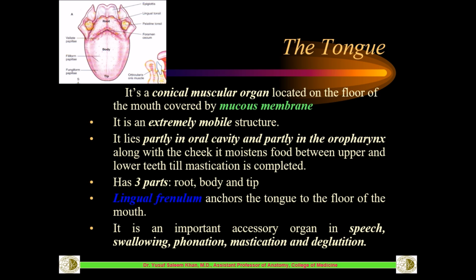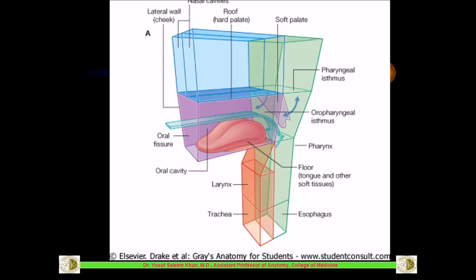It is an important accessory organ in case of speech. As I said, it is very important in case of the speech. Even though it is accessory, it helps in swallowing, phonation, production of sound, mastication, chewing, as well as the deglutition, swallowing. So all these movements are done by this tongue.